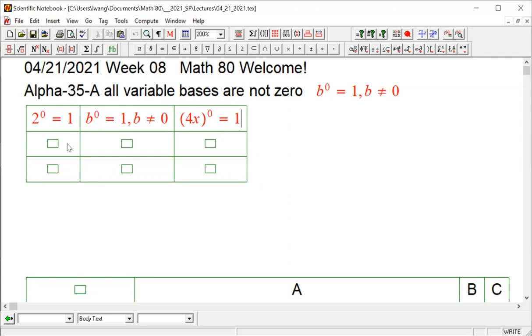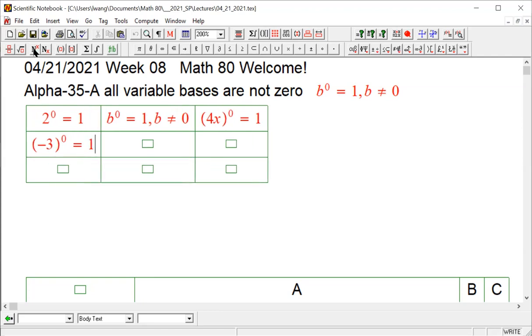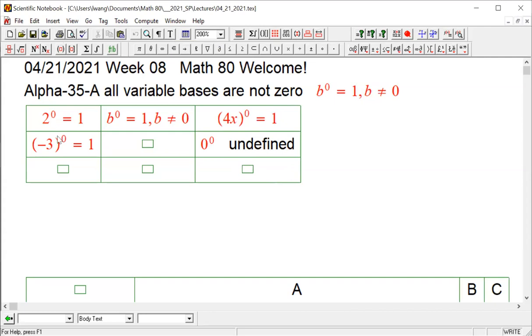How about negative 3 to the power 0? Equals 1, no problem. How about number 5? Equals 1. How about number 6, 0 to the power 0? Undefined. Okay, so I'm going to leave the rest for you. And of course, 35B is practicing the same thing. So let's fast forward.